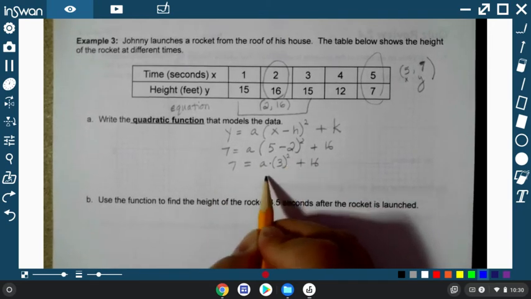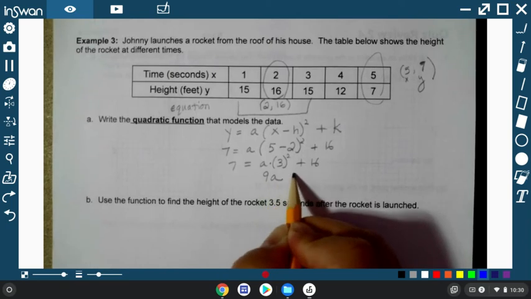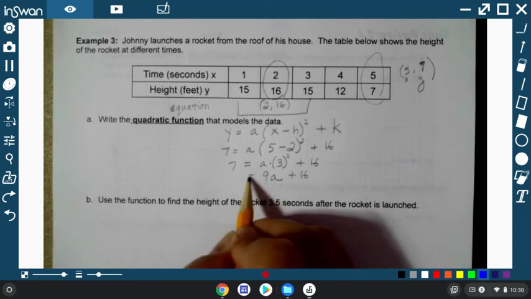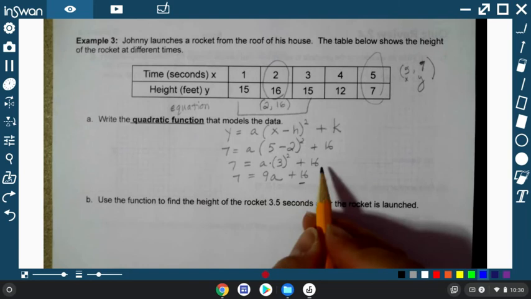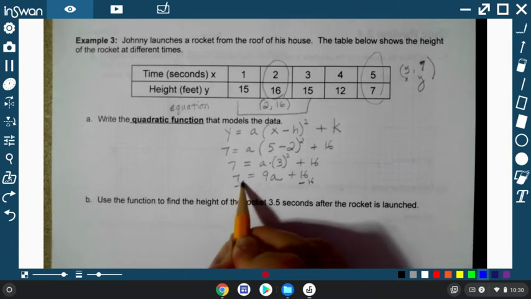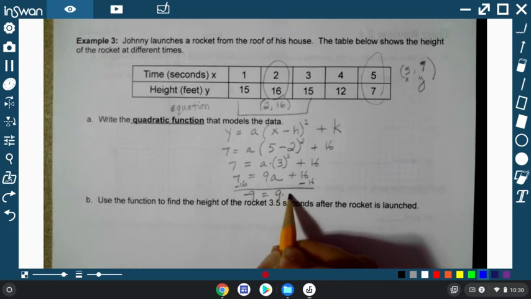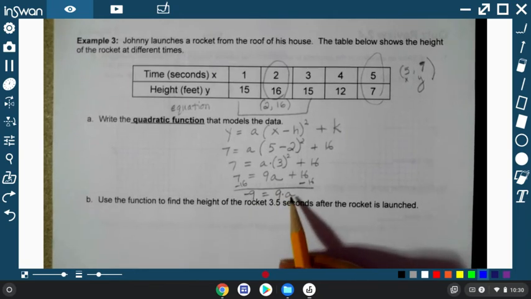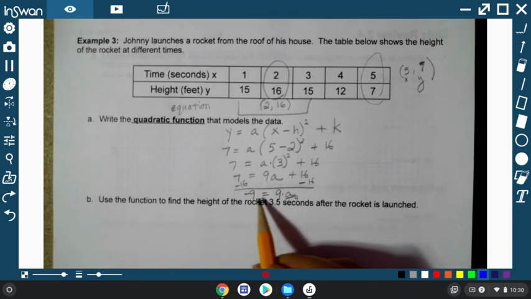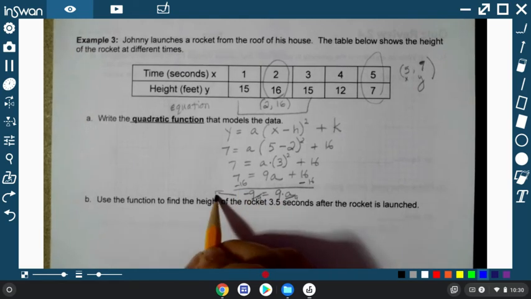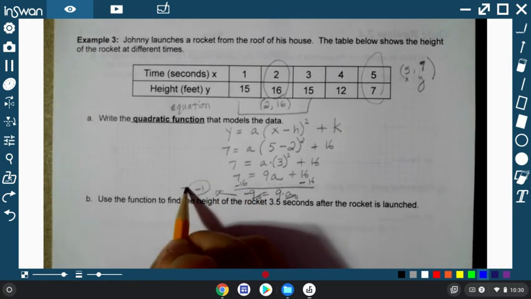All right, 3 times 3 is 9. 9 a's. And I'm going to do minus 16 on both sides. Negative 9, 9 times a. I ran out of space, but I'm going to divide both sides by positive 9, and that equals negative 1. So I know what a is.